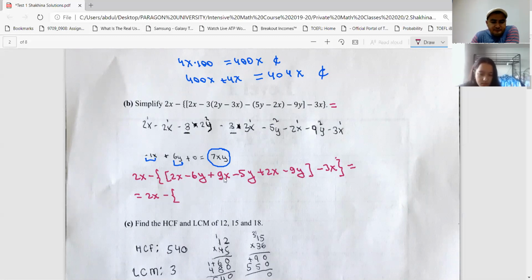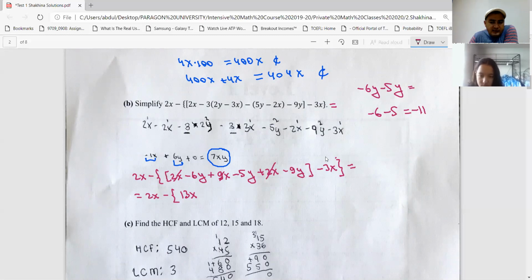Here, 2x plus 9x, Shahina. What is it? 11x. And 11x plus 2x? 13x. So here we have 13x. Now here we have minus 6y, minus 5y. What is minus 6, minus 5? We are adding a negative number to a negative number, so that is minus 11. So minus 6y minus 5y is minus 11y.